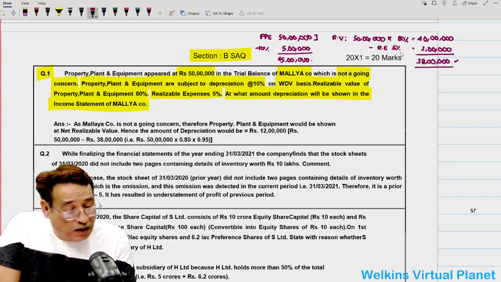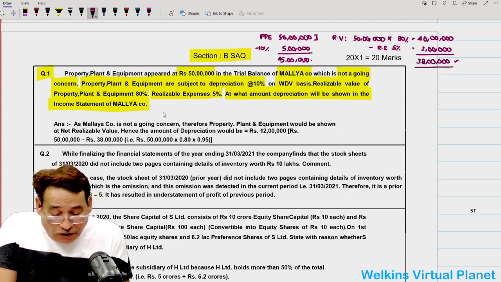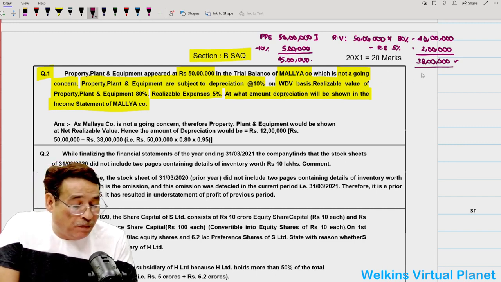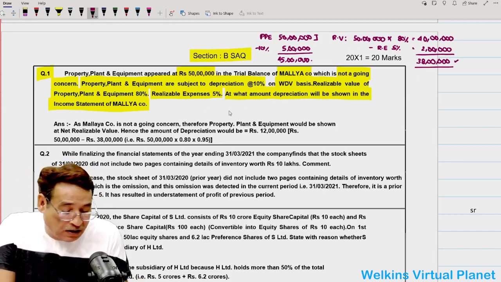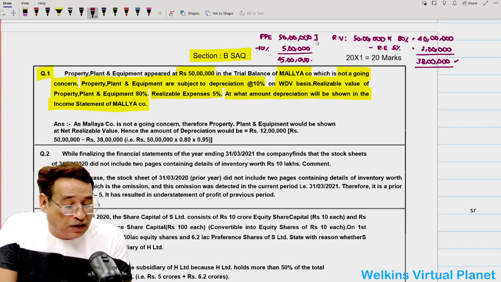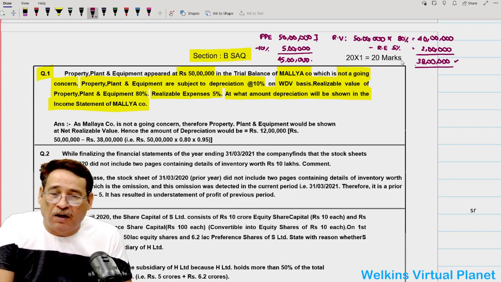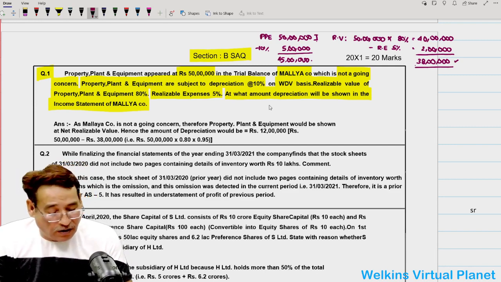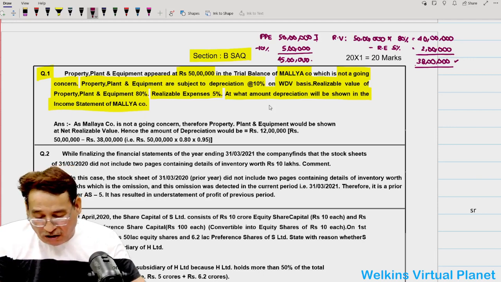So I will have to bring it down to 38 lakh. Logically, instead of writing depreciation, I would have written in my income statement loss on property, plant and equipment, 12 lakh. But anyway, the question has simply asked us what is the amount of depreciation. In this case, we will take the difference of these two, 50 lakhs and 38 lakhs, and I am going to reflect it on the debit side of my profit and loss account. Is it clear to you? So the answer is correct, 12 lakh in this particular case.